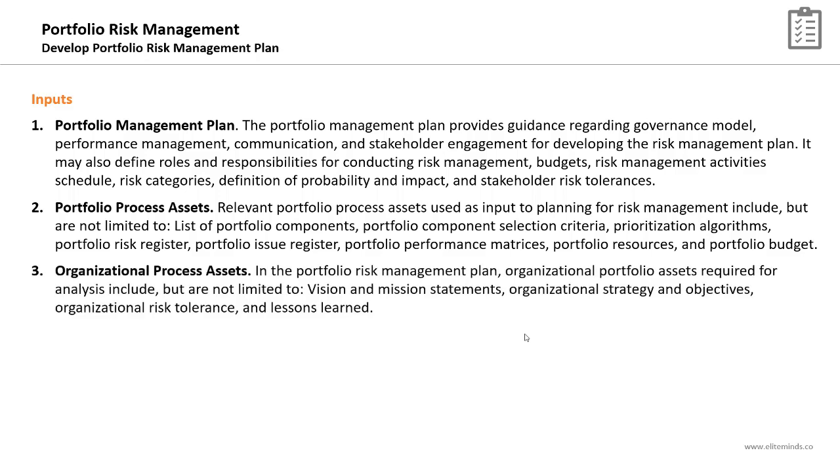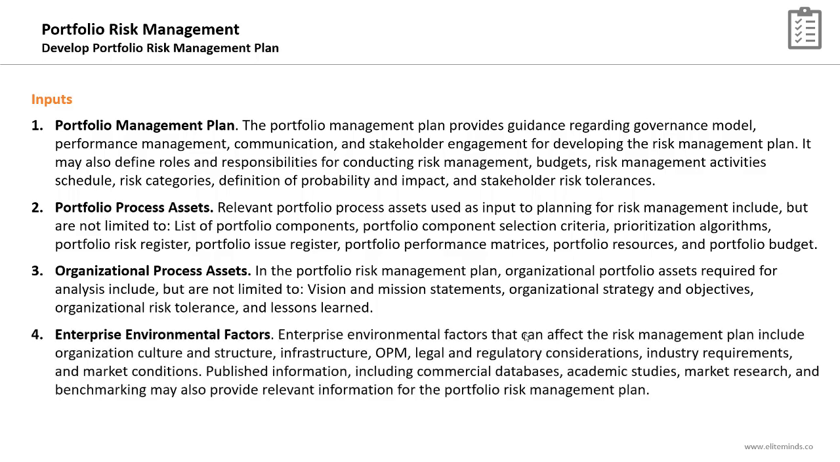Organizational process assets you will be using includes the vision and mission statements, organizational strategy and objectives, organizational risk tolerance, and lessons learned. And the last input will be the enterprise environmental factors that might affect the portfolio risk management planning, includes the organizational culture and structure, the organizational infrastructure, the organizational project management, legal and regulatory considerations, industry requirements, and market conditions. All these are examples of internal enterprise environmental factors.